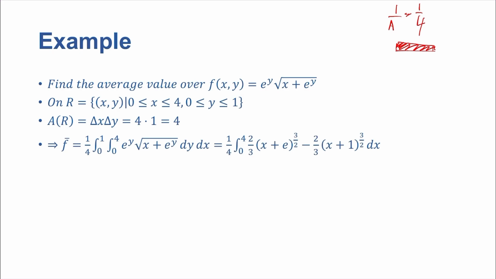So now, let's actually start evaluating our integral. With Fubini's theorem, the idea here is you're going to integrate with respect to whichever variable is going to give you the easier second integral. So we're going to integrate with respect to y first, because that's got the most complicated thing. If we get the most complicated thing out of the way, then it's going to be nice. So we get f bar is equal to 1/4 times the integral between 0 and 1, then the integral between 0 and 4 of e to the y times the square root of x plus e to the y dy dx.